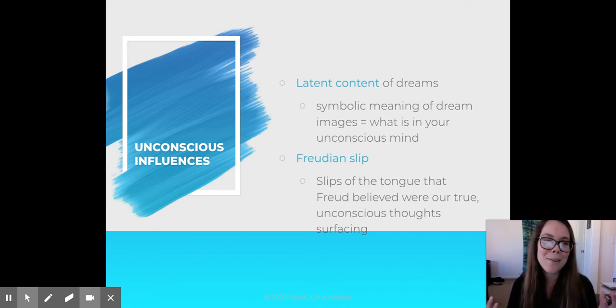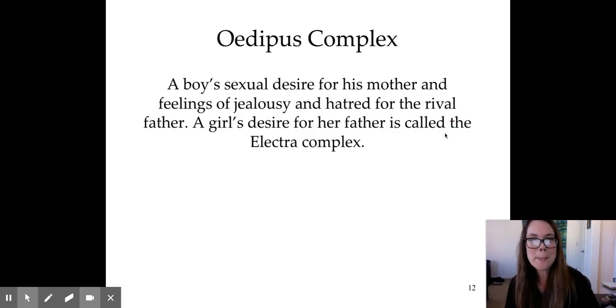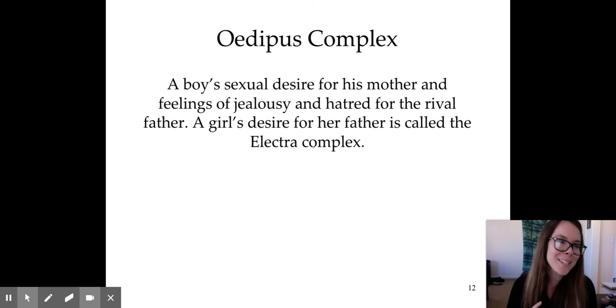Slips of the tongue that Freud believed would show our true nature. And I'm just going to give you an example. A Freudian slip would be daddy's girl or mama's boy. And why is that? Let's see. We have the Oedipus complex.